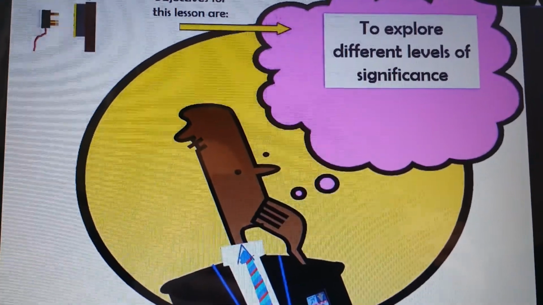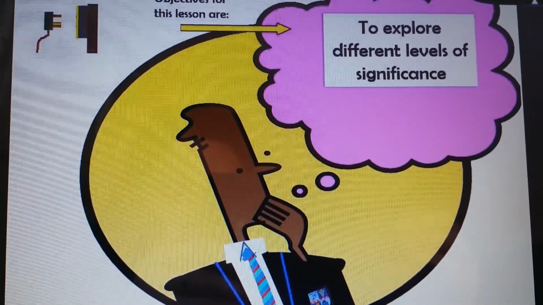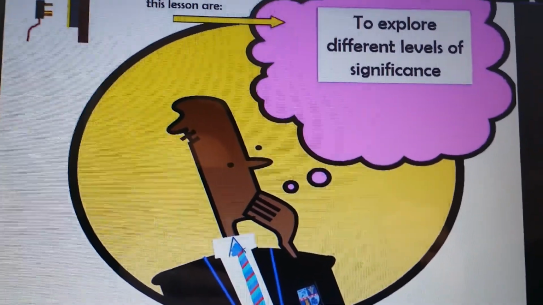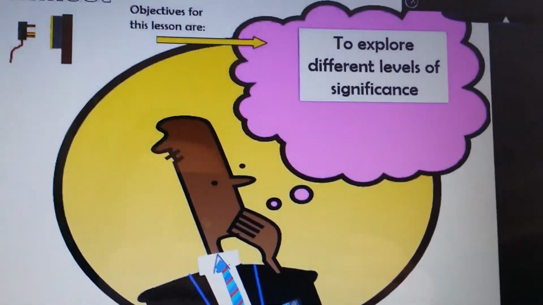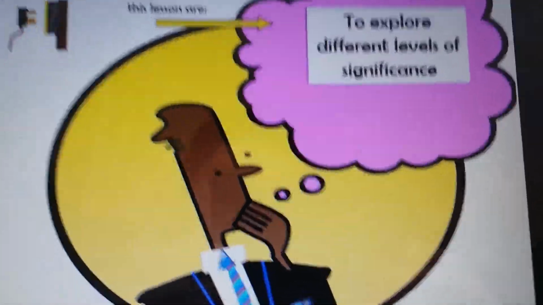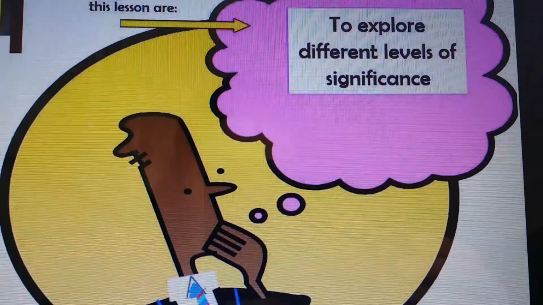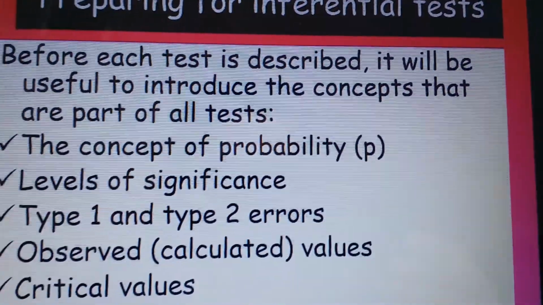This is a lesson to explore different levels of significance. This is for Paper 2, AQA Psychology. So, we're now looking at inferential statistics and why and when you would use different levels of significance.